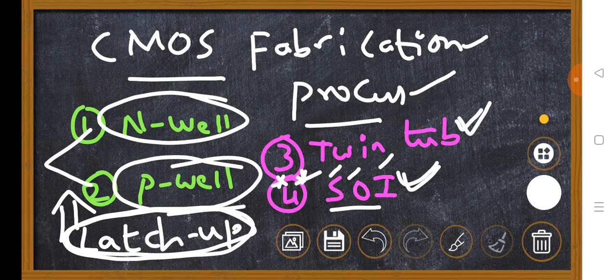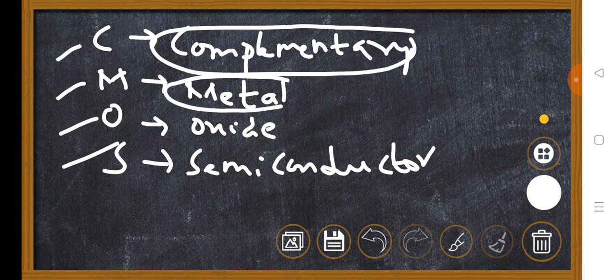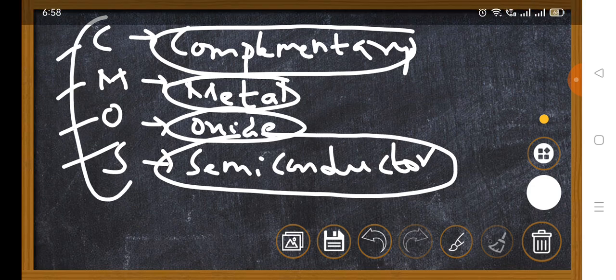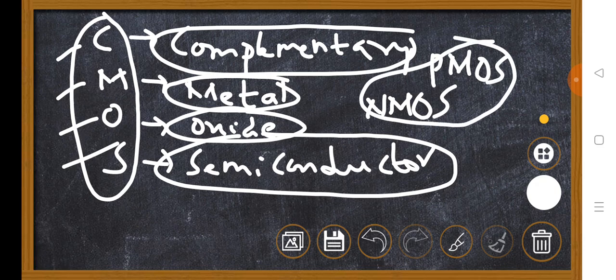Now we will see, when we are discussing twin tub and SOI, why twin tub is not preferred compared to SOI. Among all the fabrication processes, which fabrication process is better, we will see. Is it clear? Okay, now if you observe the abbreviation, CMOS stands for complementary metal oxide semiconductor. Is it clear? That means in this single IC we have to fabricate two transistors. One transistor is the NMOS transistor and another transistor is what? PMOS transistor. We have to fabricate these two transistors in a single IC.